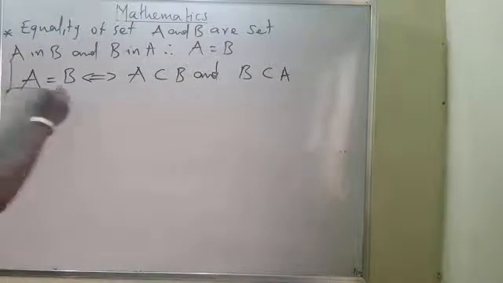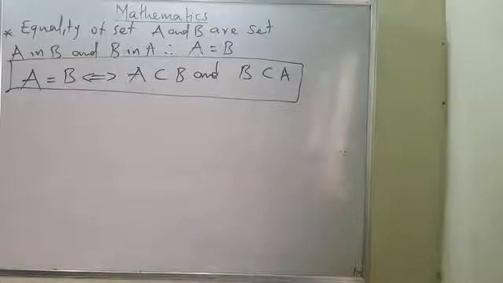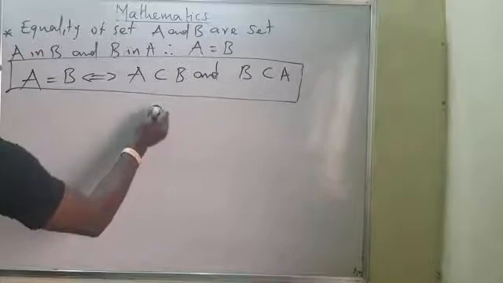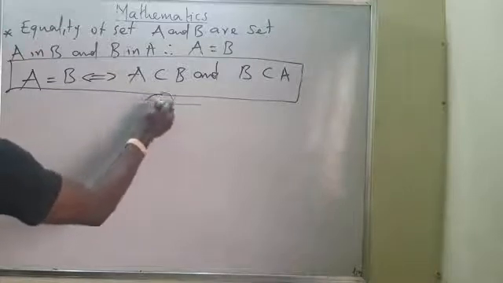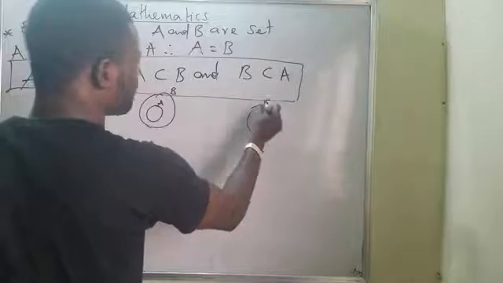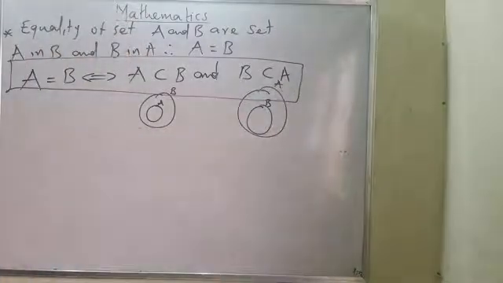This is how to prove equality of sets, anywhere you see it. This is in A. It means this is my A, this is my B, and this also means this is my B, and this is my A. Take note of that. That is the normal way of studying.